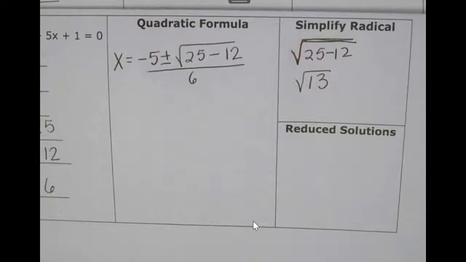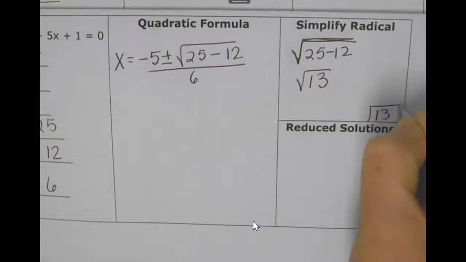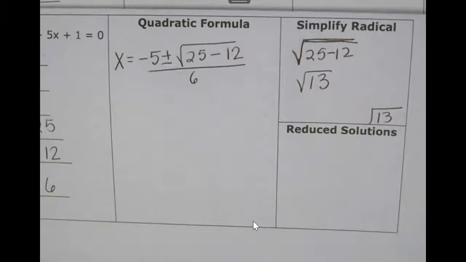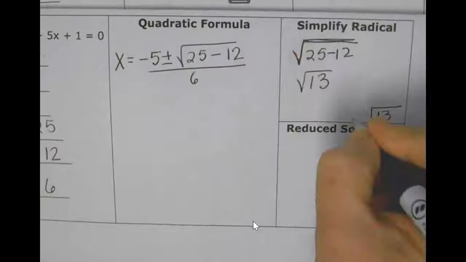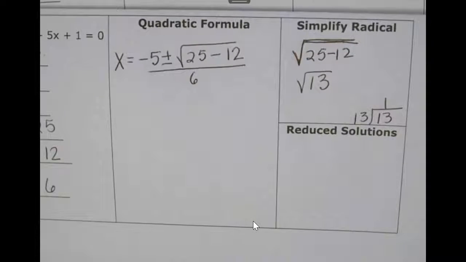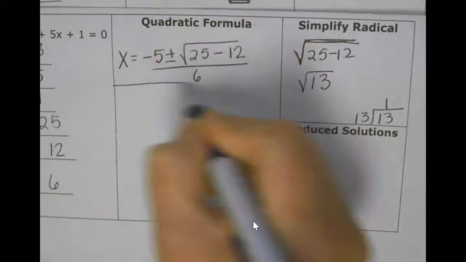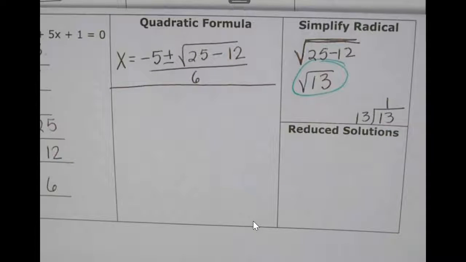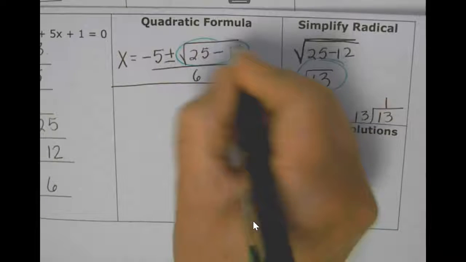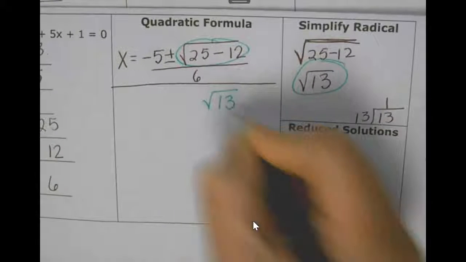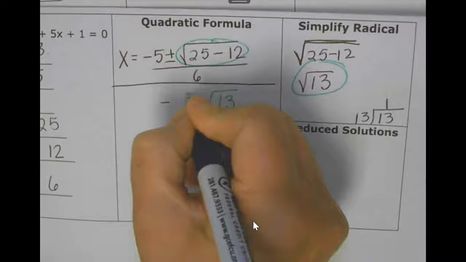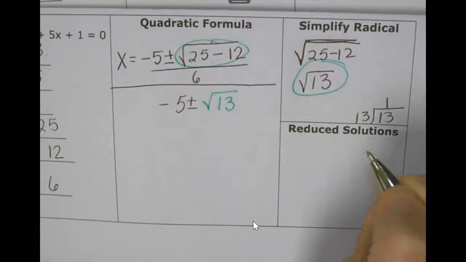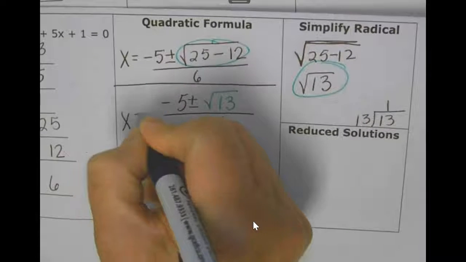25 minus 12, of course, is 13. 13 is not a perfect square number. If it's not a perfect square number, then you do the birthday cake on it. But the birthday cake's pretty short here. Because does it divide by 2 or 3 or 5? The only thing that divides it is 13. Are there any pairs? There are no pairs. So this is the reduced answer. It doesn't reduce anymore. So this is replaced by the square root of 13. I still have the negative 5 plus or minus. I still have the divided by 6.